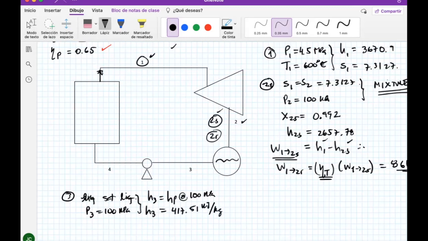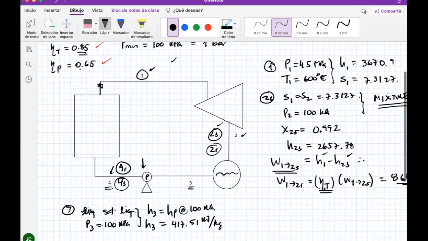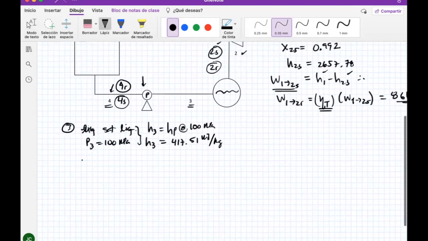This is the enthalpy of this saturated liquid going at 3. And with that, let's go to point 4. After 4, you need to decide if this one is an isentropic point or a real point, because this guy over here, which is a pump, has an isentropic efficiency, which is this one. Therefore, you need to take that into consideration.